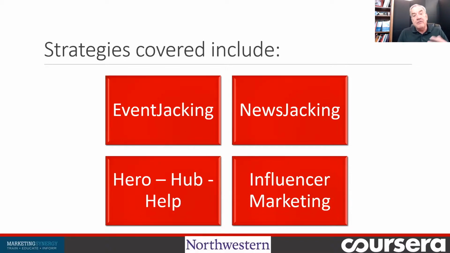Hero, Hub, and Help is the new hottest strategy. That's 3 different types of media that you put together, different types of content. And so we talk about how you do that. And we also discuss influencer marketing and how that works to give you a lot of different strategies that you can use when you're building your plan in the capstone.